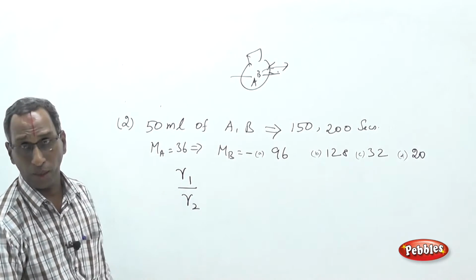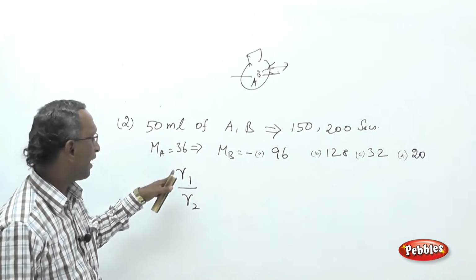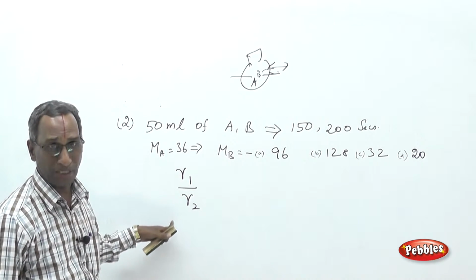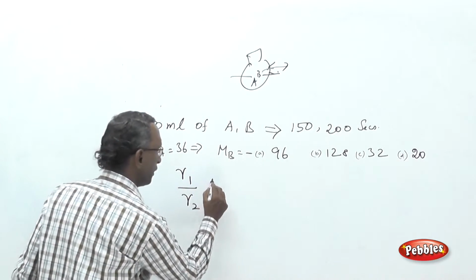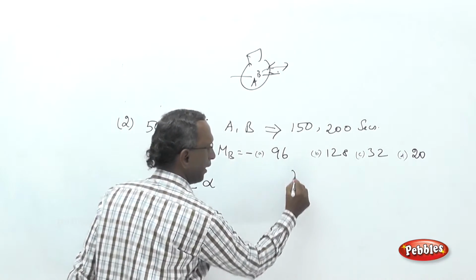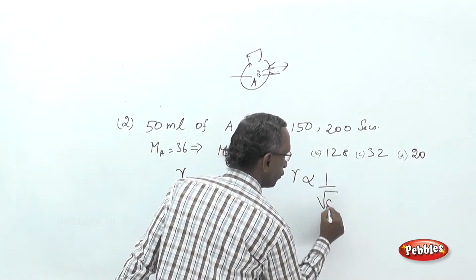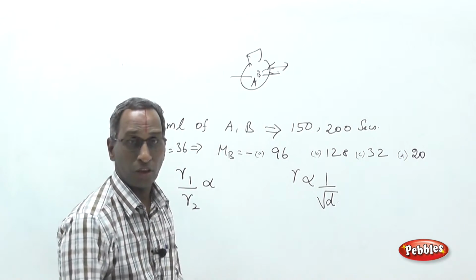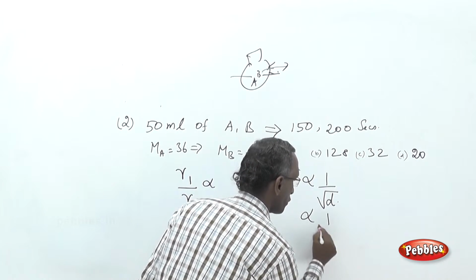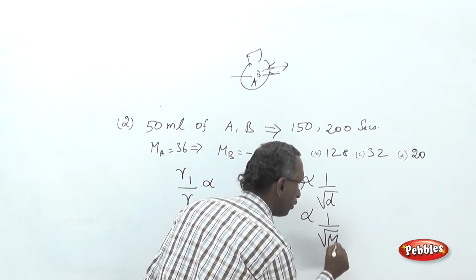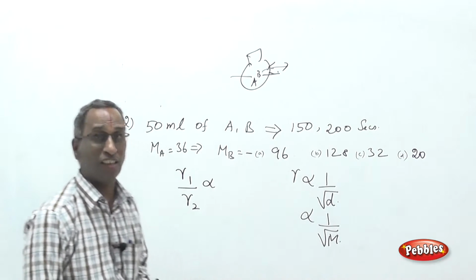Graham's law of diffusion states that the rate of diffusion of a gas is inversely proportional to the square root of the density of the gas, or it is inversely proportional to the square root of the molecular weight of the gas. So this is the statement.